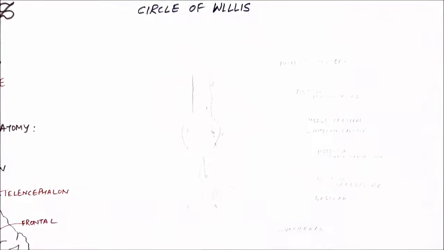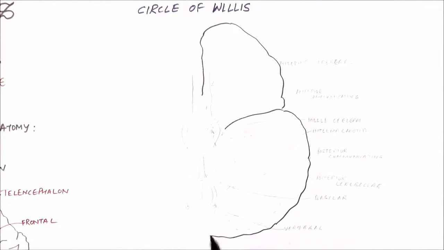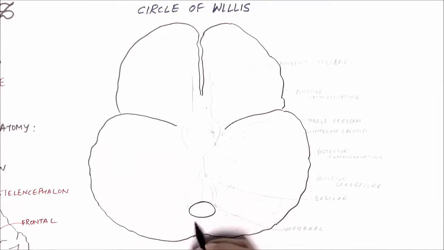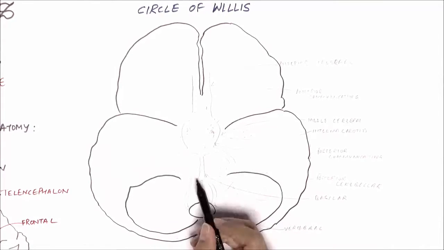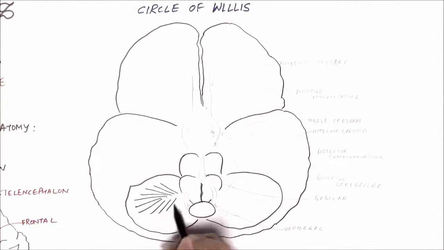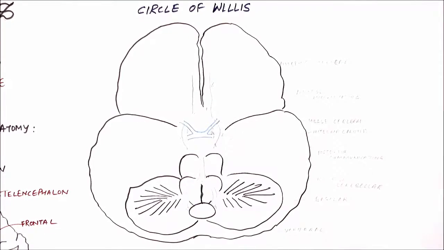Now we will talk about the circle of Willis. The brain requires a constant supply of oxygen and nutrients provided by the blood in order to function correctly. But if the blood is restricted or stopped, the brain cells begin to die. The major blood supply through the brain is by the circle of Willis, which is an anastomotic system of arteries that sit at the base of the brain.